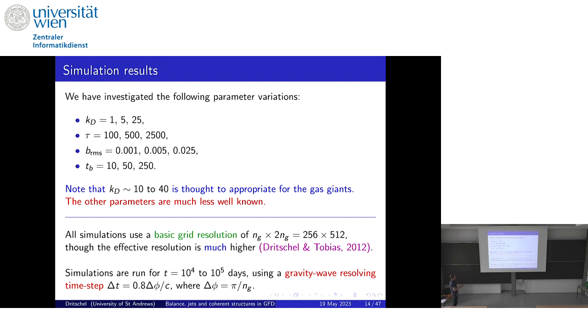All right, for the results then, we've investigated the following groups of parameters. In each case, each parameter varies by a factor of 5, from 1, 5 to 25. Thermal damping, so this is deformation length, or deformation radius, or wave number. Thermal damping time scales, 100 days, 500 days, 2500 days.